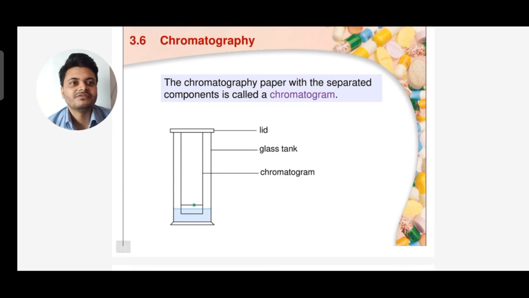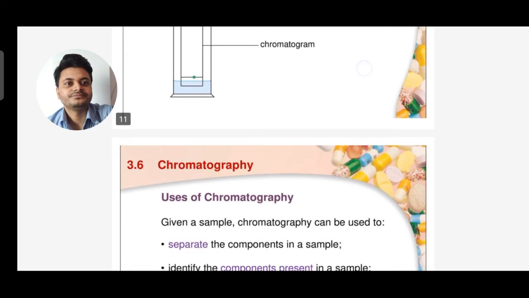The chromatography paper with the separated components is called a chromatogram. You can see a lid is there, a glass tank is there, and the chromatogram is there.